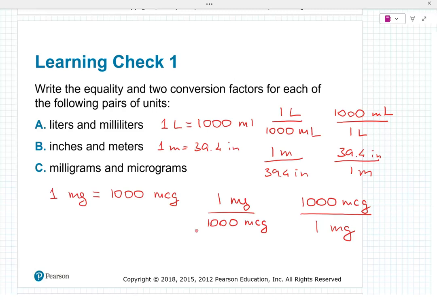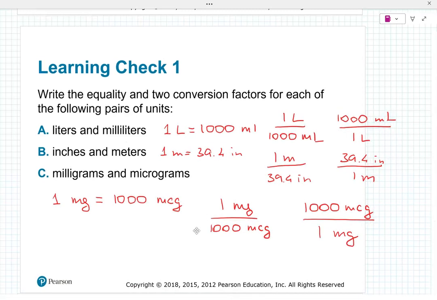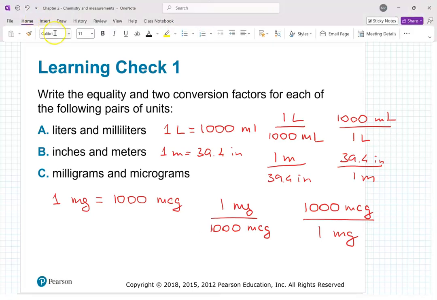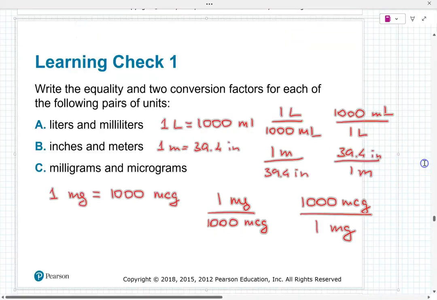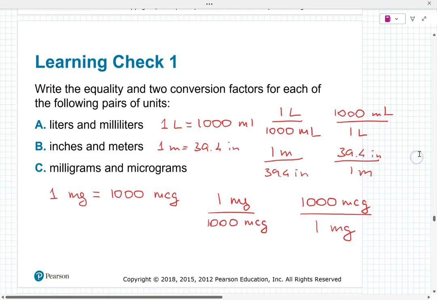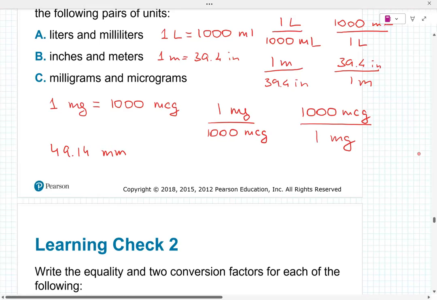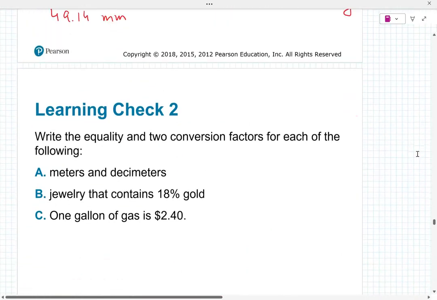Okay? Remember the calipers that you were using on Monday? They gave you the measurement in millimeters. So for instance, let's say you had a measurement of 49.14 millimeters, right? So you can use an equality to go from millimeters to centimeters, and this is what we're going to do, using conversion factors.